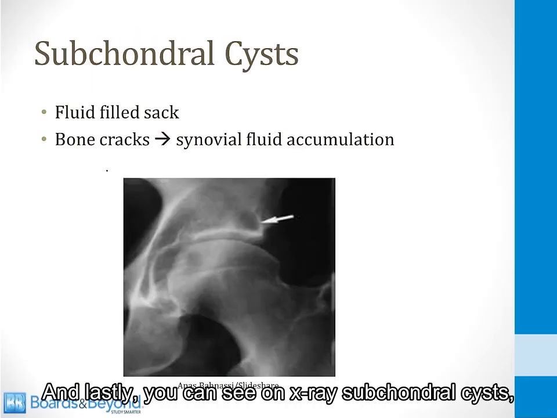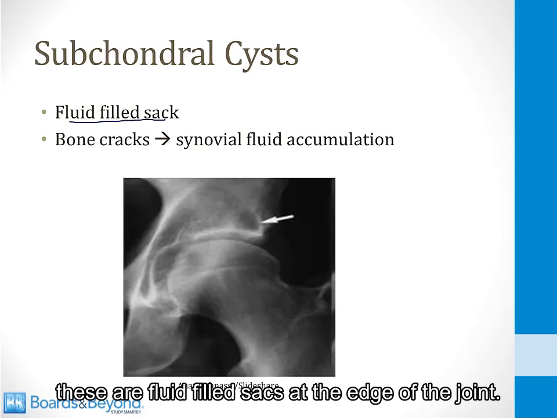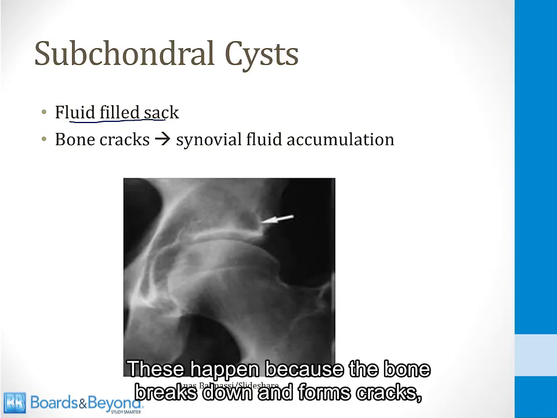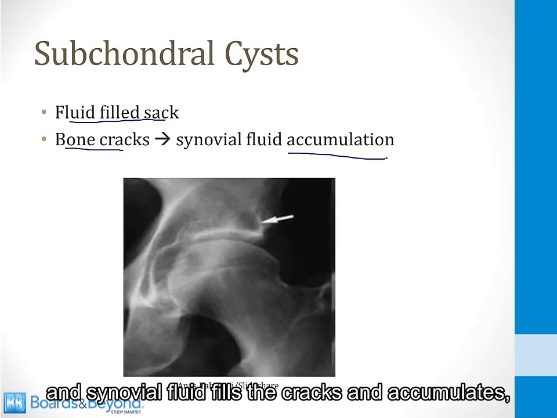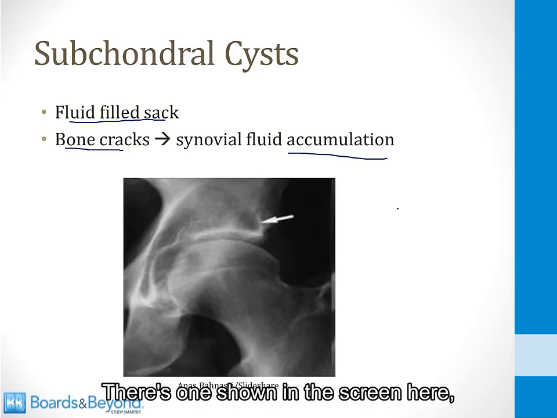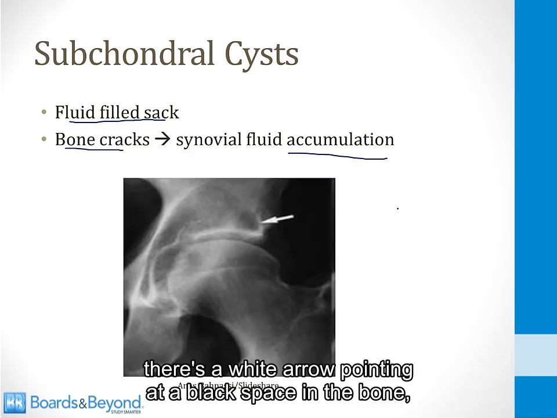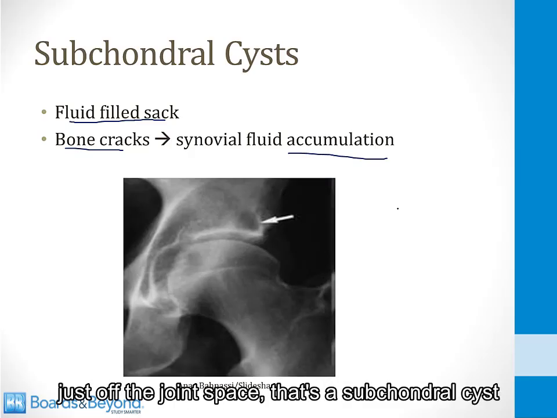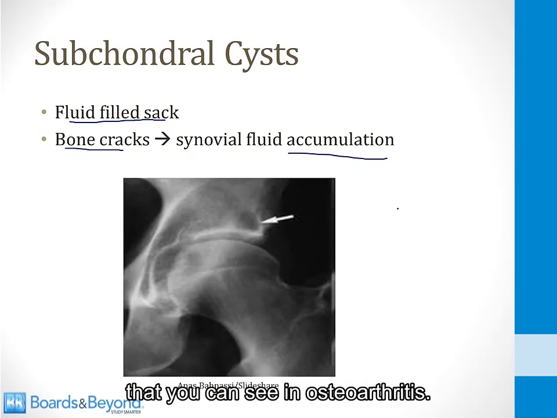And lastly, you can see on X-ray subchondral cysts. These are fluid-filled sacs at the edge of the joint. These happen because the bone breaks down and forms cracks, and synovial fluid fills the cracks and accumulates, and this leads to a finding called a subchondral cyst. There's one shown on the screen here. There's a white arrow pointing at a black space in the bone just off the joint space. That's a subchondral cyst that you can see in osteoarthritis.